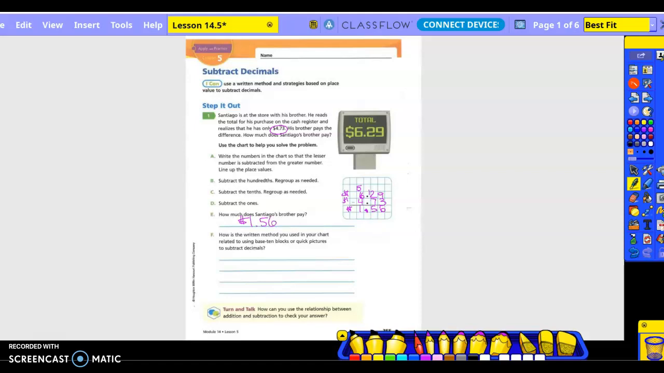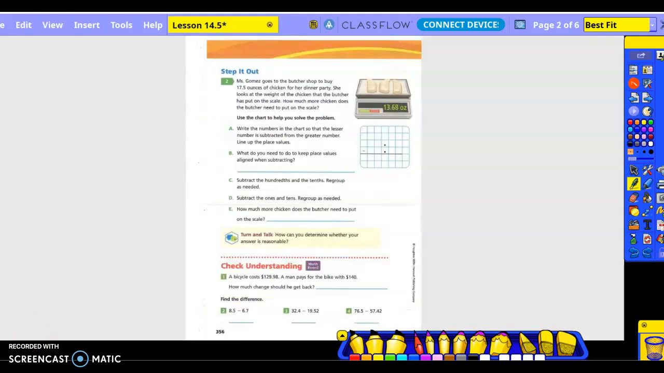How is the written method you use in the chart related to using the big 10 blocks or quick pictures to subtract decimals? So sometimes we have to take some of our place values, right? Whether it be a flat or a long or the stick, and replace it with possibly small cubes or a longer stick, right? So sometimes we had to regroup and change it out for things. And we did that in this case. Where did we have to regroup? In the tenths place. We had to borrow from the 1.